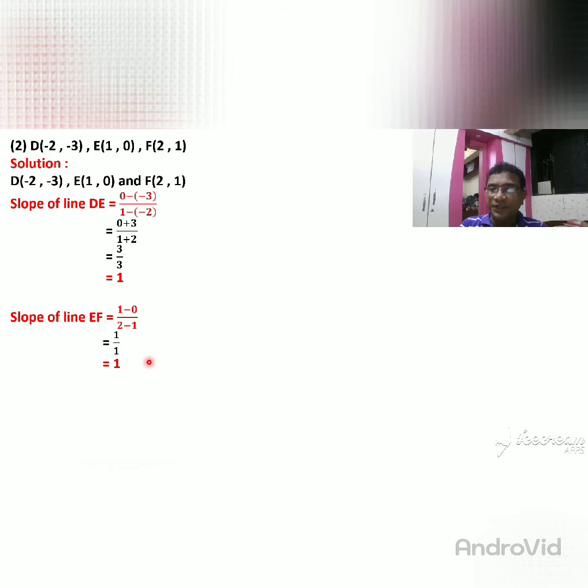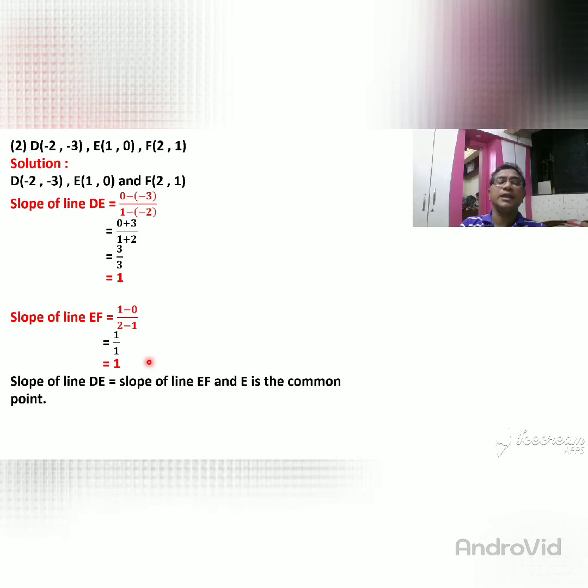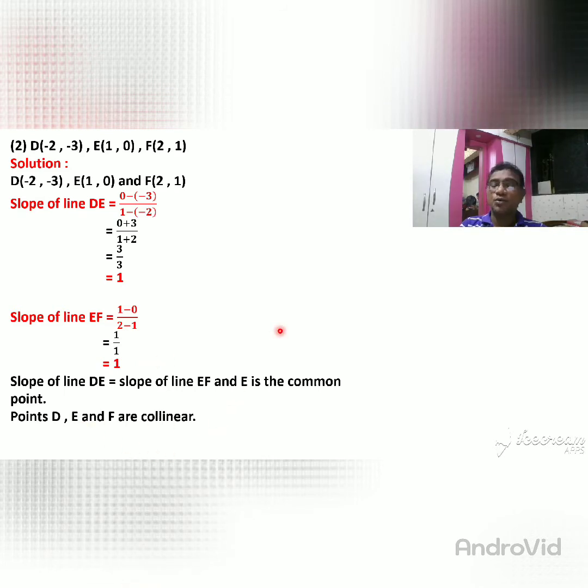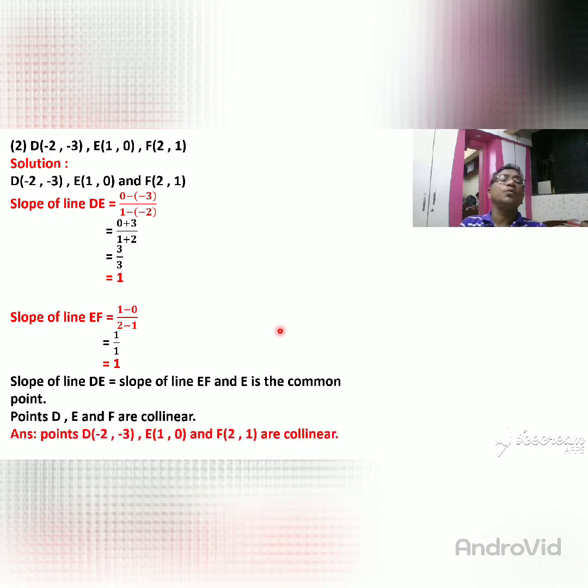So the slope of DE is equal to 1 and the slope of EF is equal to 1. So the slope of DE and the slope of EF are the same, 1 and 1. So if the slopes are equal, that means DEF are collinear. So here we write DEF are collinear. Any doubts? Then we are going to learn the next problems in this sub question 3.